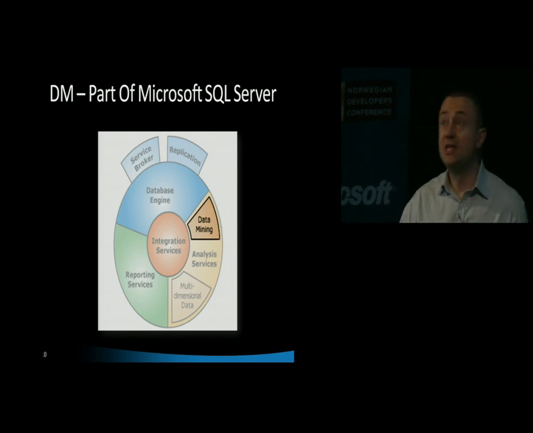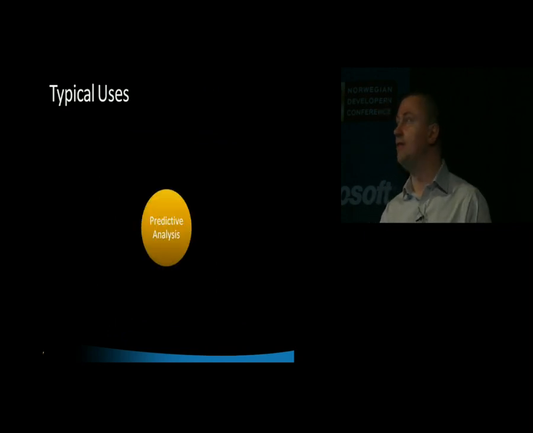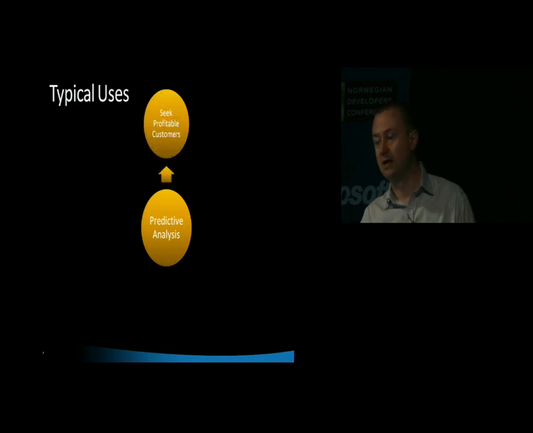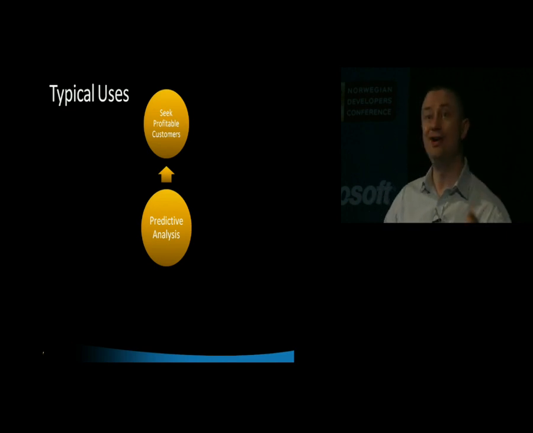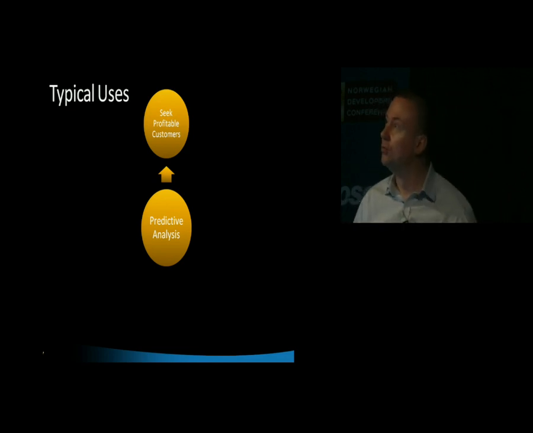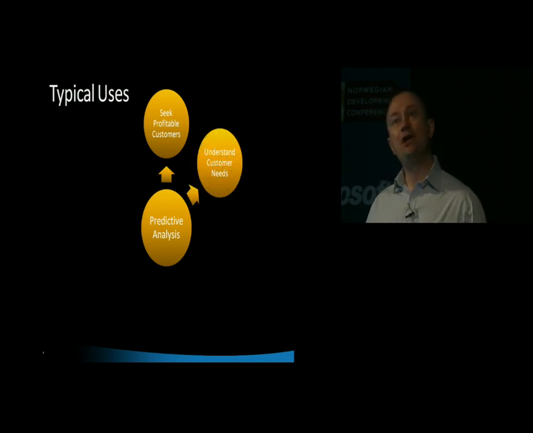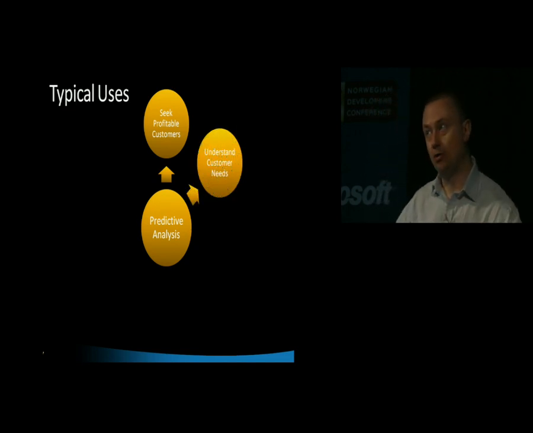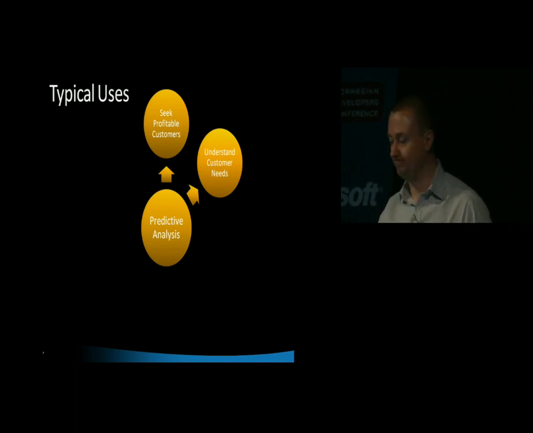So what could you do with data mining? Well, here are some typical uses of this whole area of predictive analysis based on the technology we are talking about. Finding what makes a customer profitable. Is it the color of the hair or is it their income? Answers for all of you could be different. Of course, if you are selling shampoos, color of the hair might be very important. Understanding their needs. Why do they buy one product with something else but never another product in the same transaction?